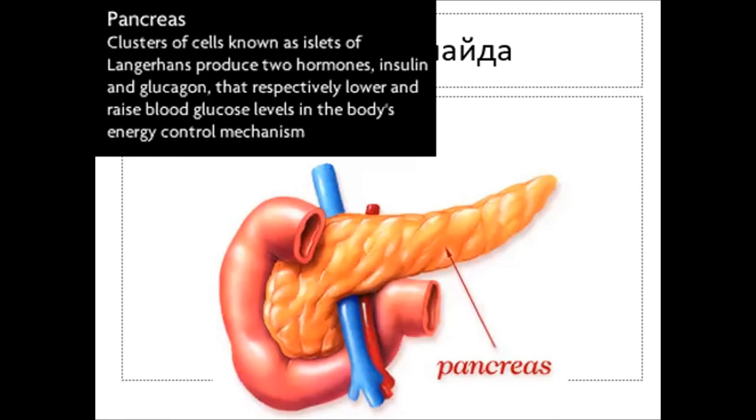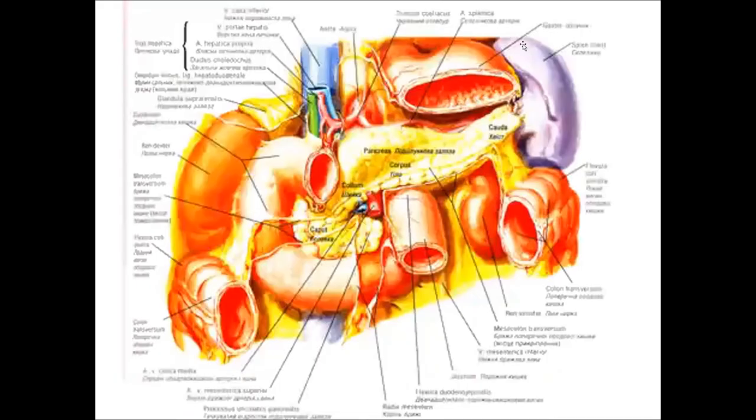How many parts in a pancreas, do you remember? So four. Four parts, yes. Head, neck, body, okay. Tail, yeah? And the tail connects with, for example, the liver, lien, yes, the spleen.